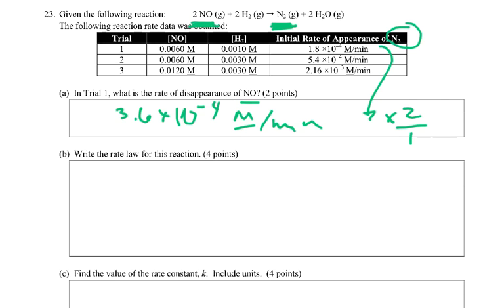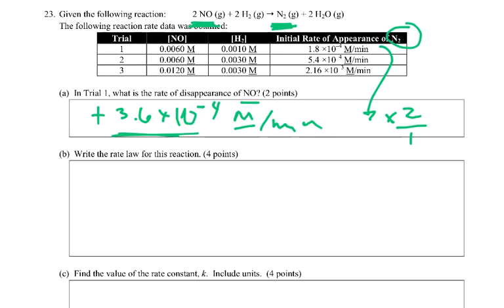Now officially, if I said what's the rate, I would say it's negative 3.6, but since it says the rate of disappearance, then I can get away with just saying 3.6. Okay, so a rate of a reactant is negative, but it says what's the rate of disappearance, so I can just use the number. So either one would be okay.